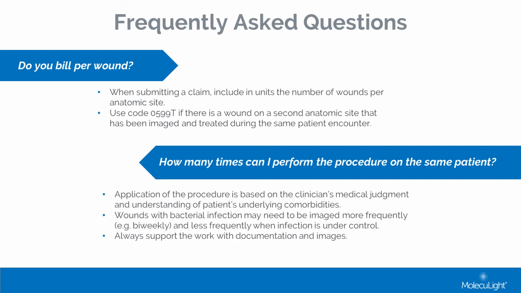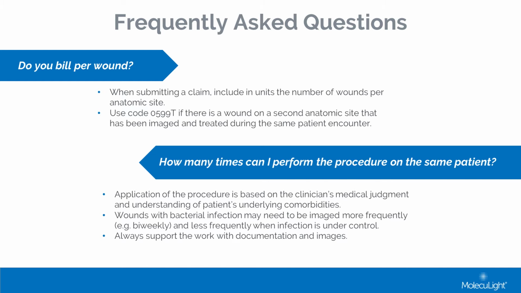Do you bill per wound? When submitting a claim, include the units, the number of wounds per anatomic site, as Dr. Lulov has discussed earlier. If there is an additional anatomic site, use code 0599T. We are not summing the size of the wound. This is payment based more on anatomic site because of the recognized work to position the MolecuLight and the dark drape at each anatomic location.